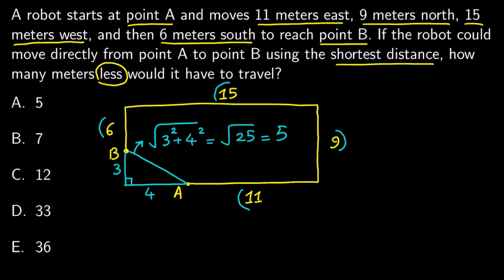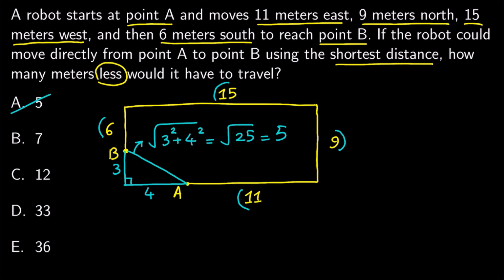Be careful, we are not done yet, so the answer is not 5. We want to find the difference between the path already traveled and the shortest path. So we should calculate the difference between the path already traveled, which is 11 plus 9, 20, plus 15, 35, plus 6, 41, minus the shortest path, 5, which gives us 36, and that's it.